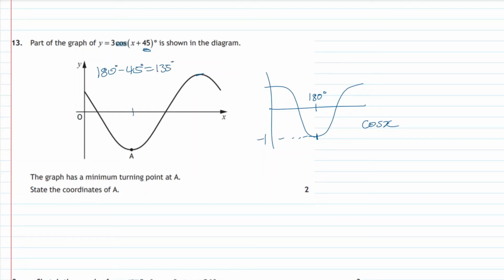So this here is at 135, and the y value, this guy here, would be -3 and 3 because those are the amplitudes. So this point A just has coordinates 135 and -3.